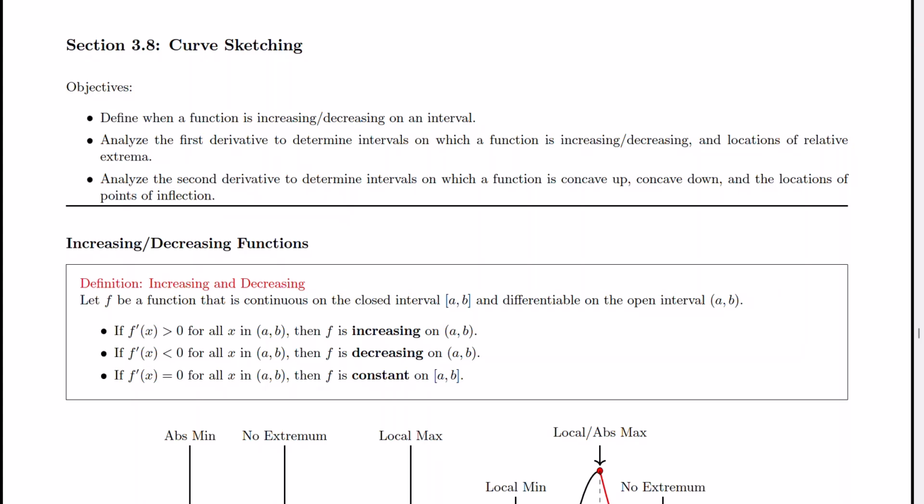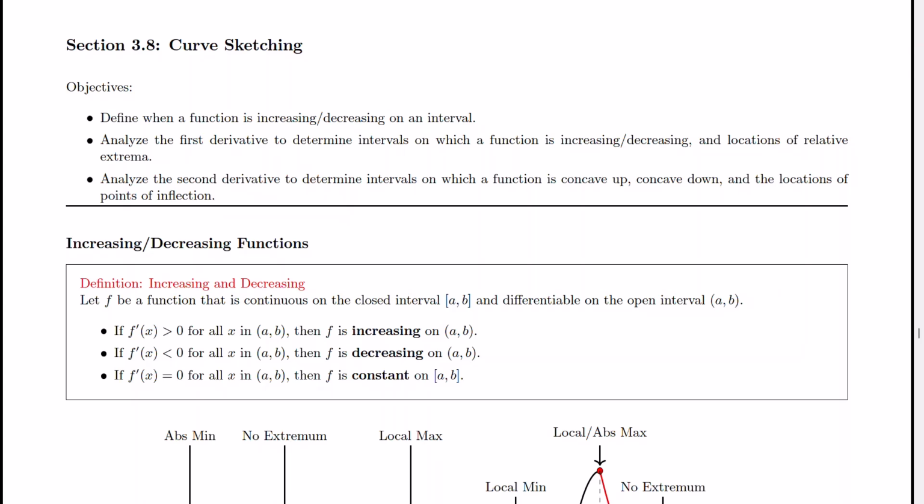Section 3.8, Curve Sketching. The objectives of the section are to define when a function is decreasing or increasing on an interval, analyze the first derivative to determine the intervals on which a function is increasing or decreasing, and find the locations of the relative extremas, and finally analyze the second derivative to determine the intervals on which a function is concave up or down, and locate the points of inflection.